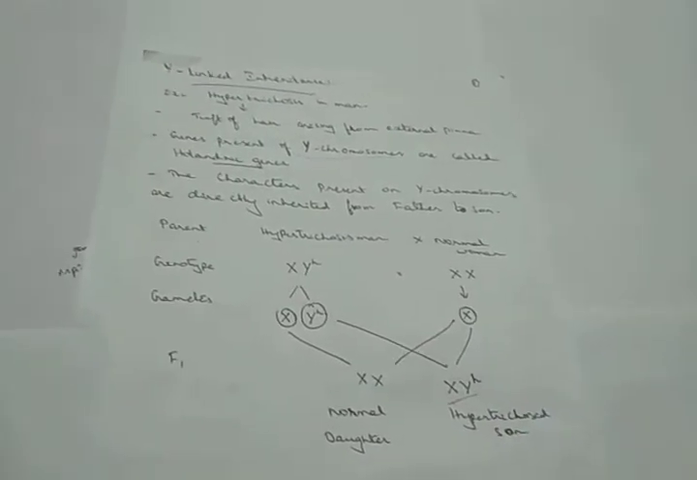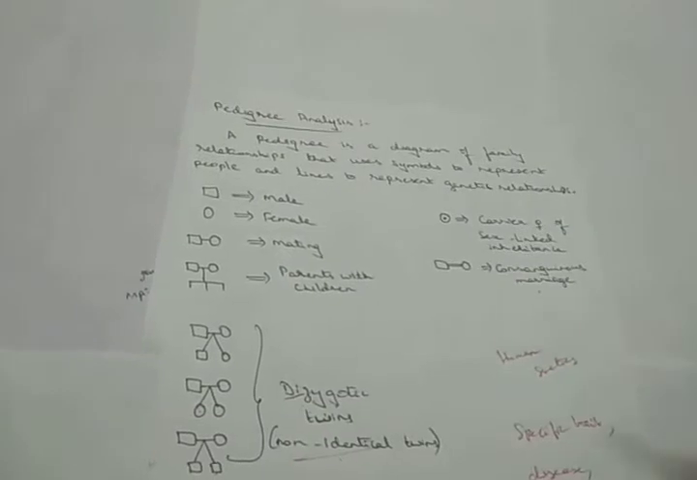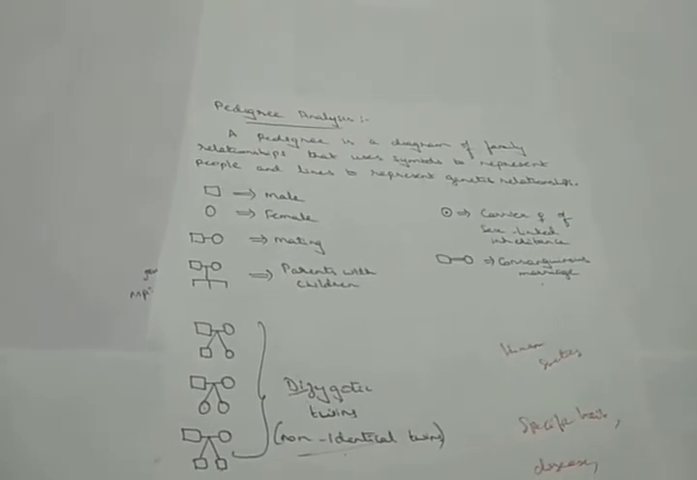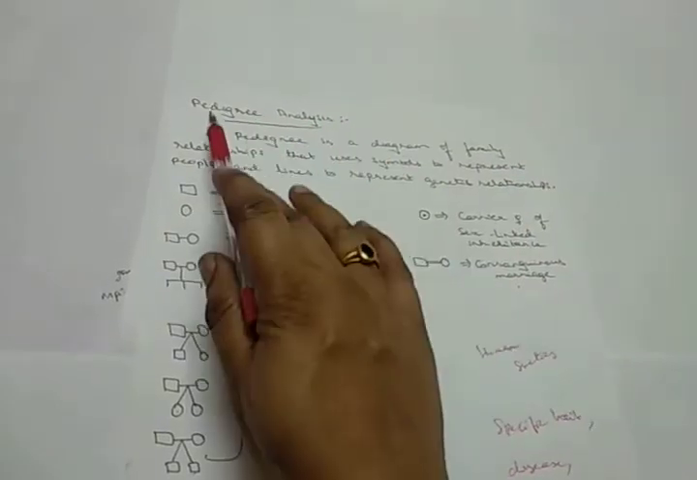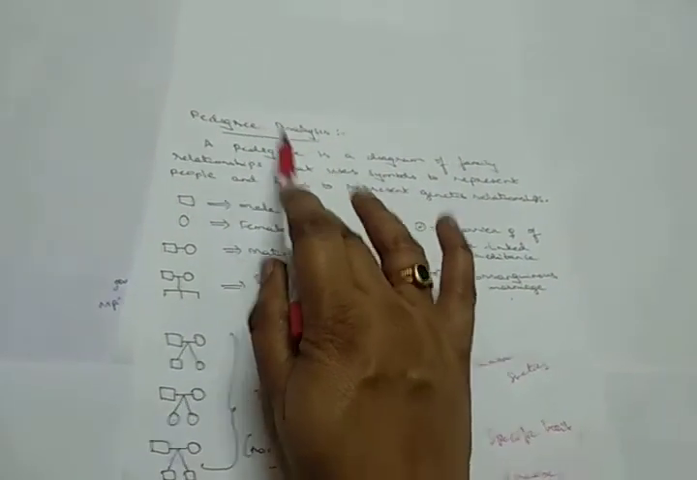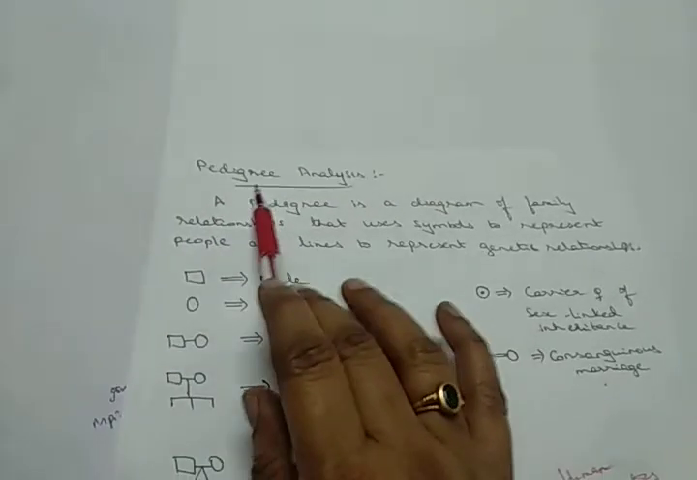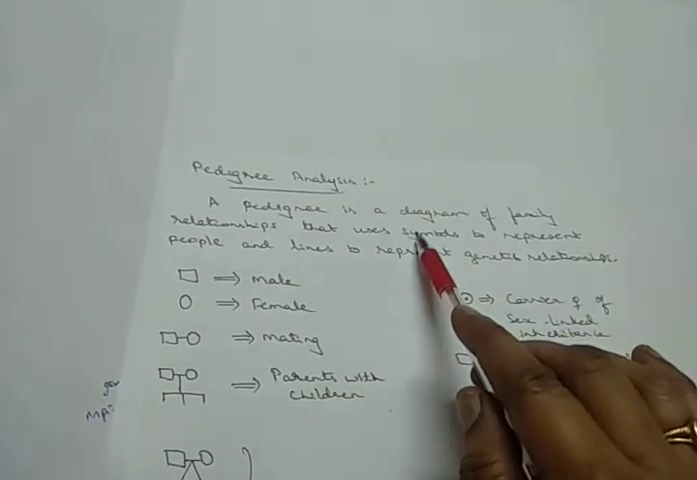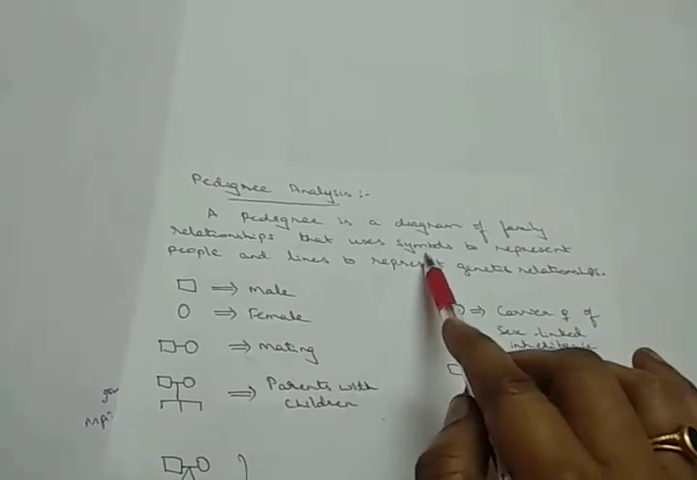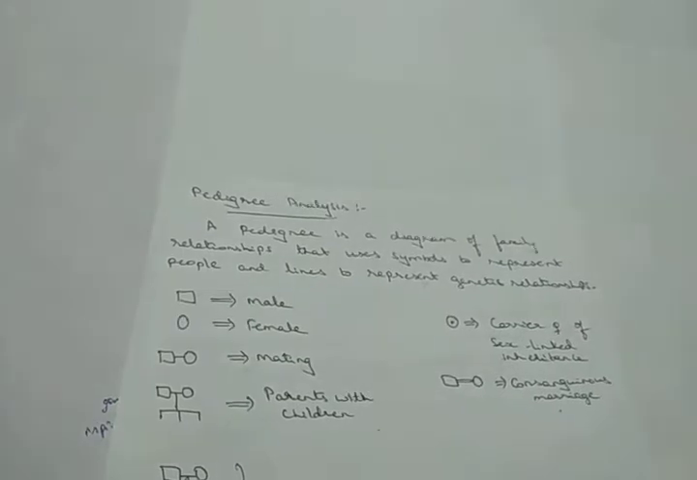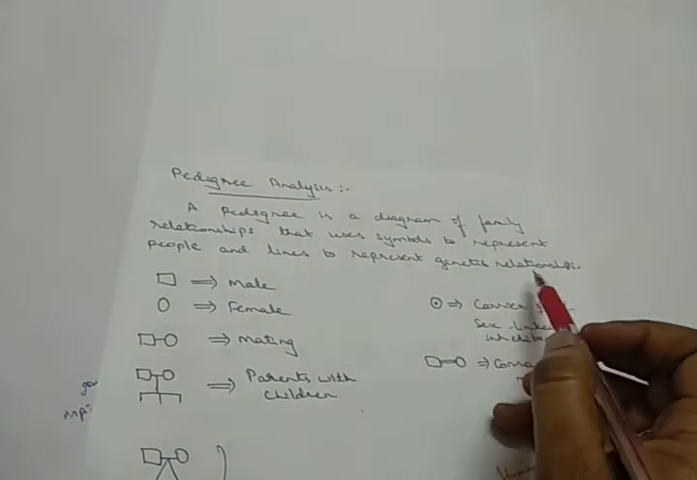As a continuation, we are going to plot a pedigree for color blindness and also for hemophilia. Before plotting a pedigree, you have to know what is meant by the word pedigree and why the analysis is done. A pedigree is a diagram of family relationships that uses symbols to represent people and lines to represent the genetic relationships.